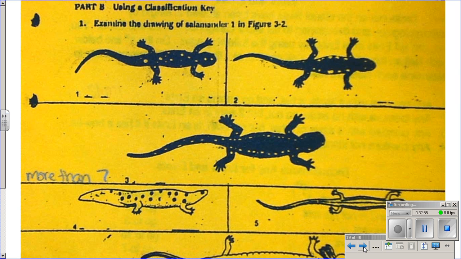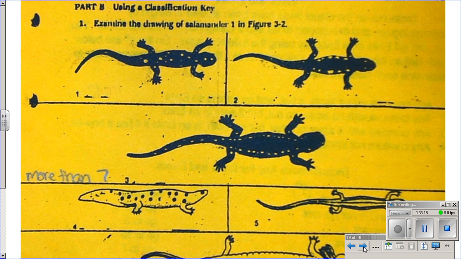Looking at salamander one, you can see he's black. He's got white spots, forearms. Yeah, no external gills. The one that has external gills, can you identify that salamander? Which one? Number 6 and 10. Okay, that's what external gills looks like. It's got a kind of a frilly, feathery looking gill.